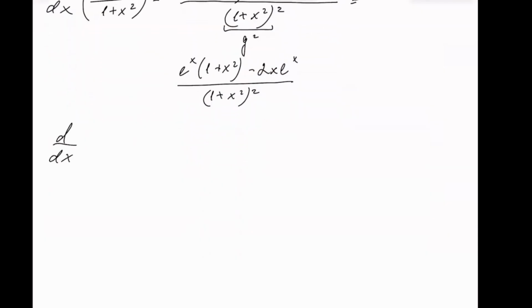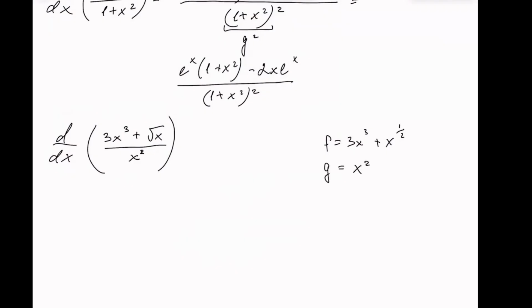Let's say we have a function 3x cubed plus square root of x over x squared, for example. So I want to find the derivative of this function. Again, my f is 3x squared, sorry, 3x cubed plus x to the power of 1/2, and my g is just x squared. So now, by the rule, I will need to multiply, so let me write that again. D dx of f over g is equal to f prime g minus f g prime over g squared.